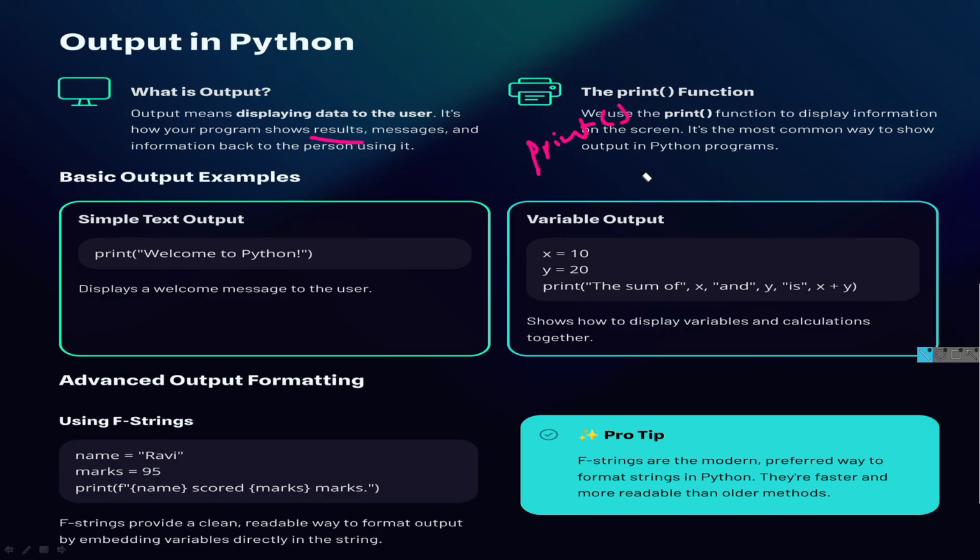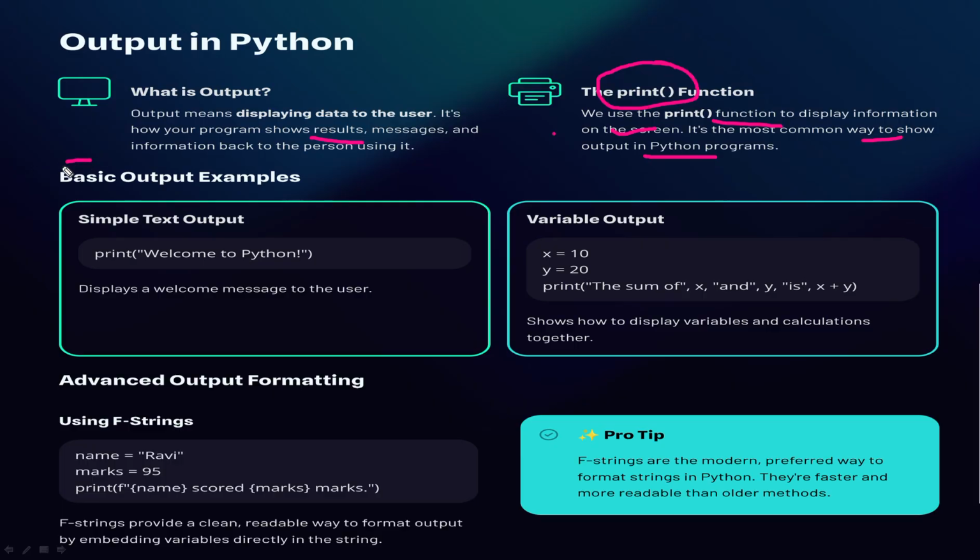Here you can see the print option. The print option we are using to display the output in a Python program. We use the print function to display information on screen. It's the most common way to show output in Python programs. If you want to get output from Python programs, we use the print function to get the output of the particular input you have given.